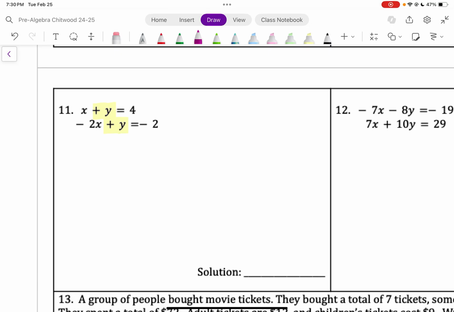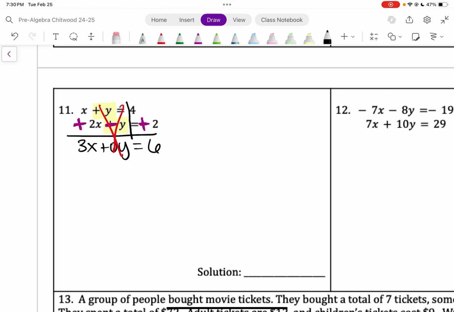So that means every term on the bottom switches signs. My negative 2x becomes plus 2x. My plus y becomes minus y, or negative y. Then my negative 2 becomes plus 2. Now I can start combining. X plus 2x is 3x. Y minus y is plus 0y. I can just eliminate that. 4 plus 2 equals 6.